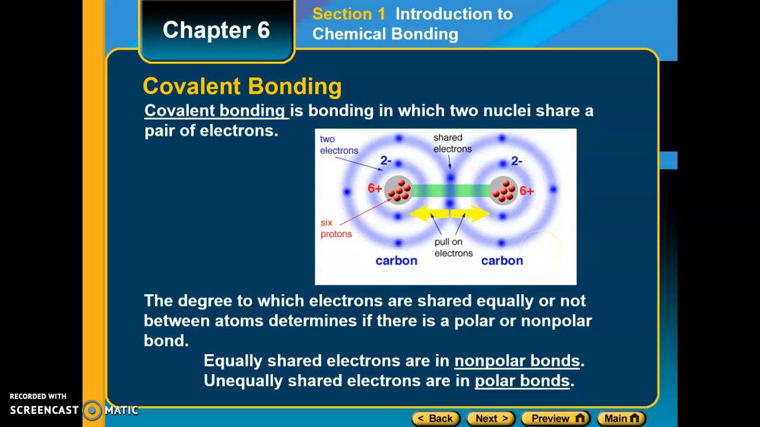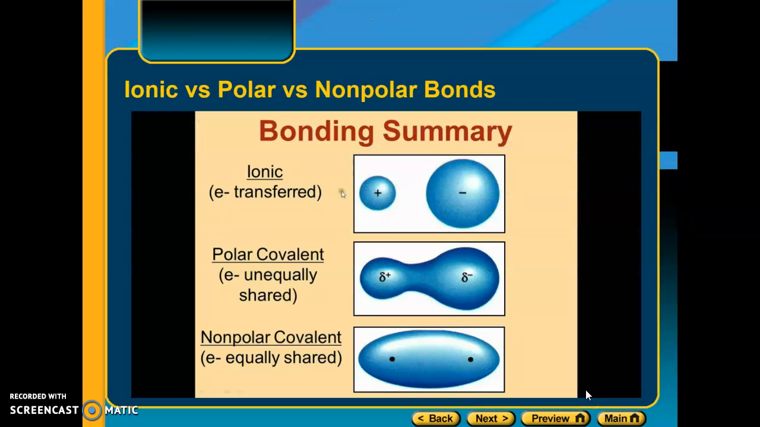How equally shared these electrons are ultimately determines if we have a polar or a nonpolar molecule. When the electrons are shared equally between the two atoms, we call that a nonpolar bond. Nonpolar meaning no charges. When they are not shared equally, because one atom has a stronger pull, a higher electronegativity than the other atom, the electrons spend more time with that atom and we have a polar bond, which means we have a slight positive and a slight negative charge.